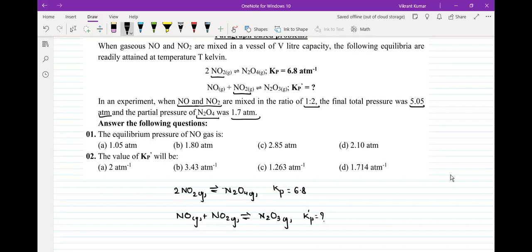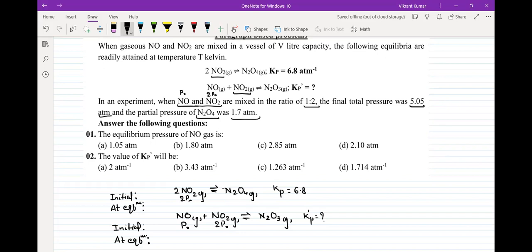Okay. So now what we are saying that initially and at equilibrium we'll have two rows in each reaction. Initial and at equilibrium. Now, if I start working like this was P naught and this was 2P naught, that was the initial pressure. That means NO was P naught and NO2 initially was 2P naught. That we are writing here. Now it says the final total pressure was this much.